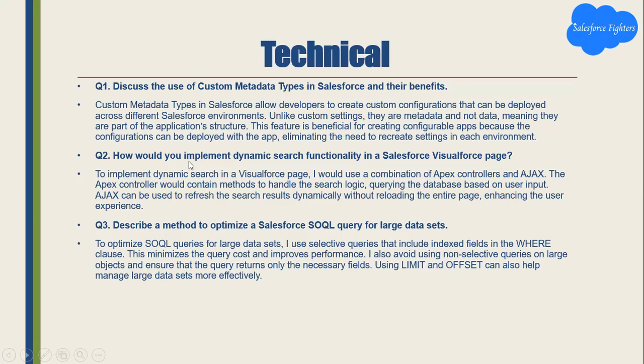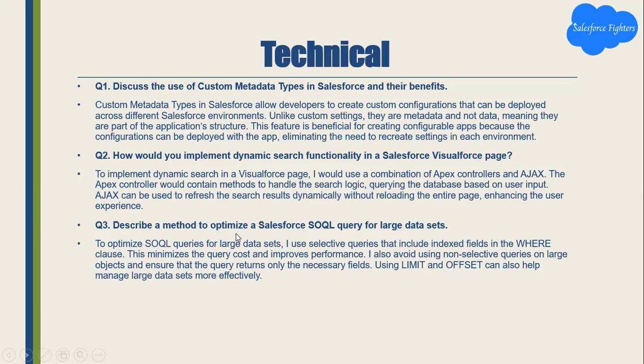Next question: how would you implement dynamic search functionality in a Salesforce Visualforce page? To implement dynamic search in the Visualforce page, I would use a combination of Apex controllers and Ajax. The Apex controller would contain the methods to handle the search logic, querying the database based on the user's input. Ajax can be used to refresh the search results dynamically without reloading the entire page, enhancing the user's experience.